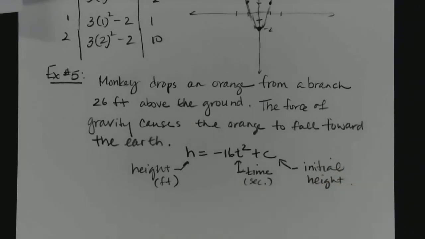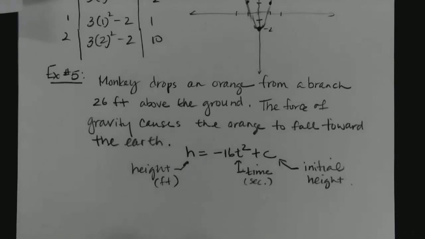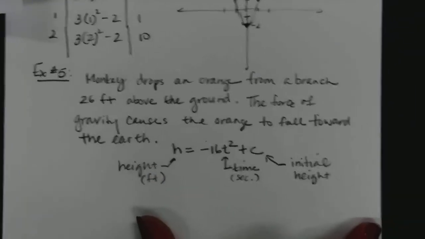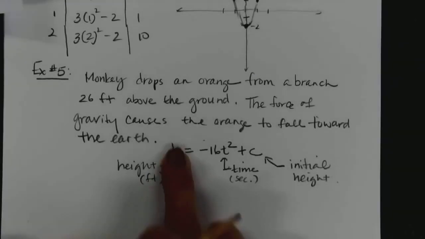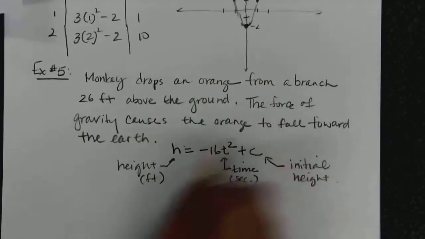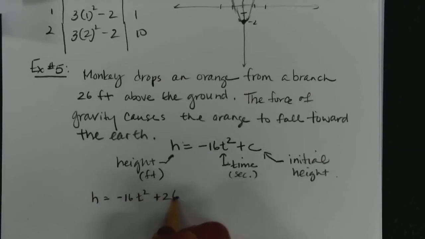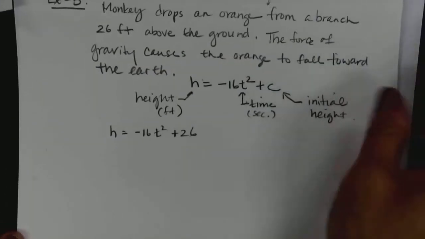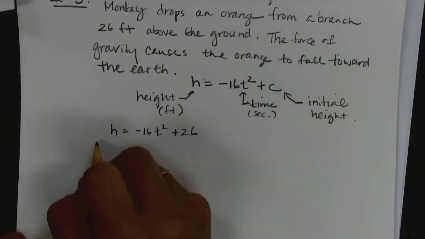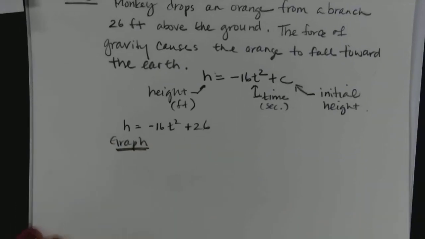And C stands for the initial height. What was the initial height of the orange? 26 feet. So C should equal 26 feet. So we're going to put that equation together. Everybody understand this is the basic equation: H equals negative 16t squared plus C. So the equation for this situation will be H is equal to negative 16t squared plus 26. That's the equation we're working with. Once we have that equation, I want you to graph. So nothing different than example number 4, right?